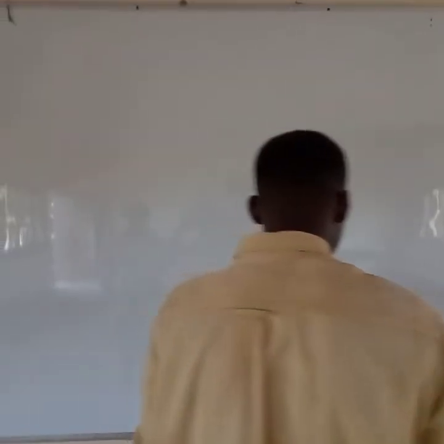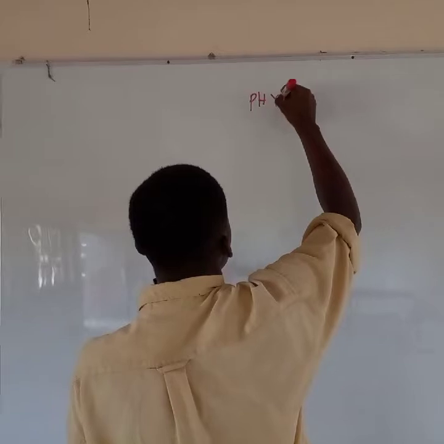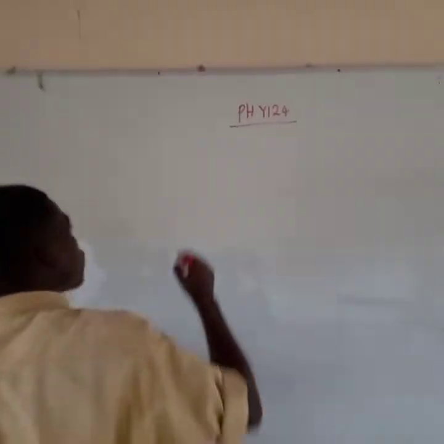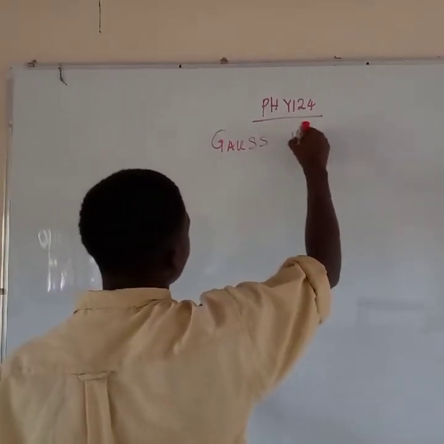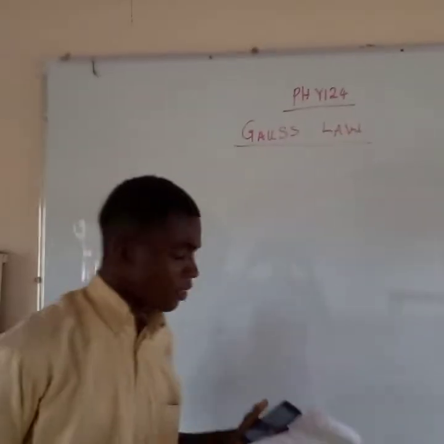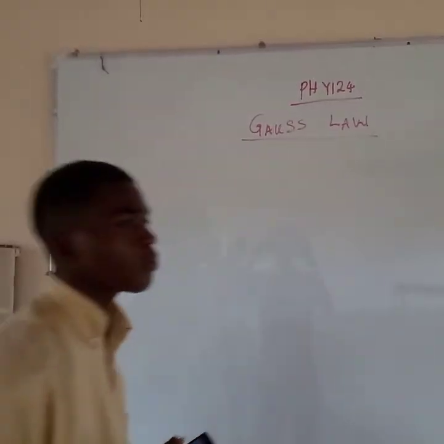This class is Physics 124. And in this Physics 124, we are going to be talking about Gauss law. You know that this is exam time, so we need to simplify everything as soon as possible.